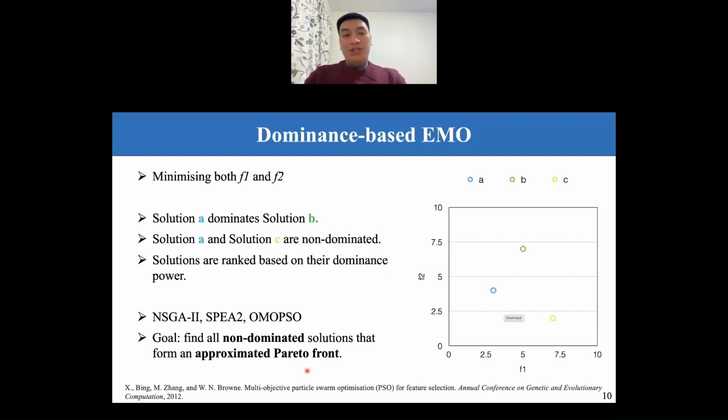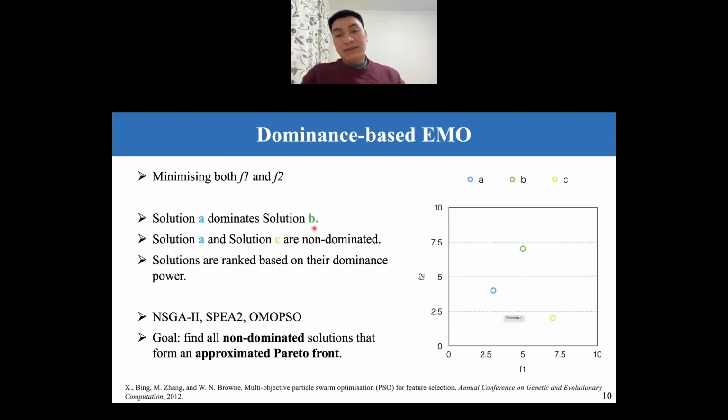So I give you a very simple example here to explain the term to you. Suppose I have an example where I would like to minimize both F1 and F2, right? And we have 3 solutions, A, B, and C. If you compare between A and B, apparently A has smaller F1 value than B, and A also has smaller F2 value than B. So on both F1 and F2, A is better, and therefore I say that A dominates B.